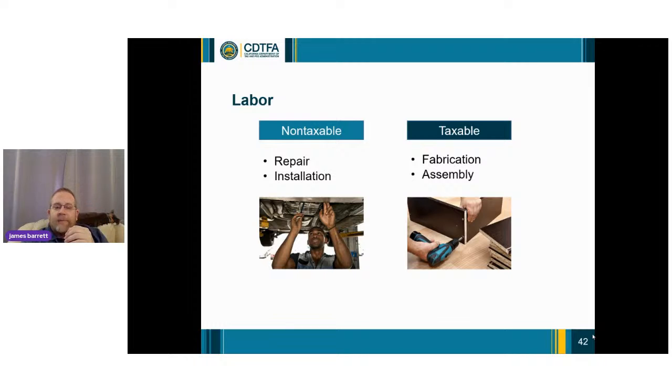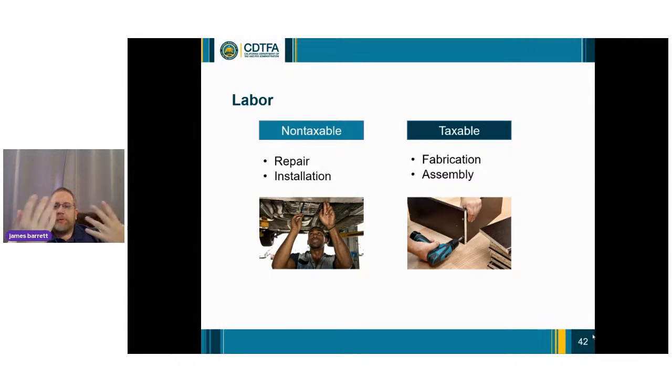If I say, come out and install it on my wall, well, it's a bookshelf whether it's installed or not. That's more of a service and not a labor charge necessary to the transfer of tangible personal property. Repair, same thing. You come out and fix it, that's more of a service, okay? So installation and repair are not taxable. This is only if there are specific charges, okay?